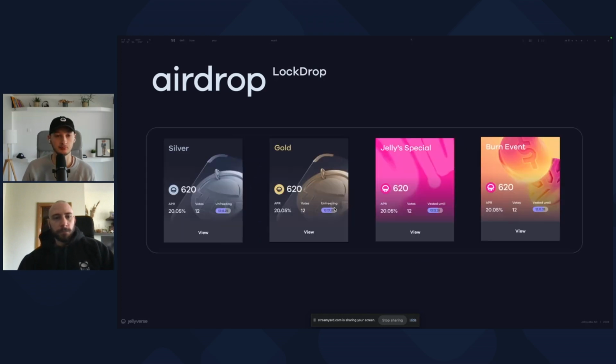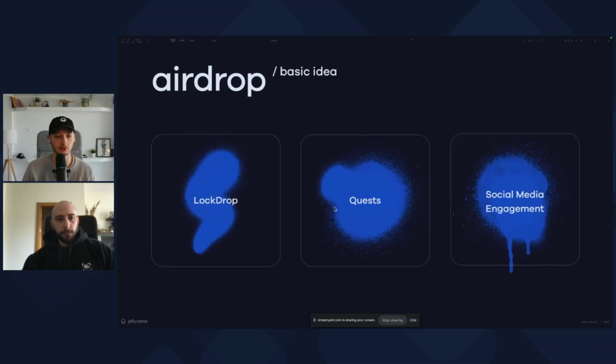So initially we had airdrop allocation for the specific communities that we are targeting. This was the DeFi chain community, the new chain community, so the community of the new blockchain we're going to, and maybe some other communities that we see as very interesting for Jellyverse. And yeah, we decided to restructure the airdrop.